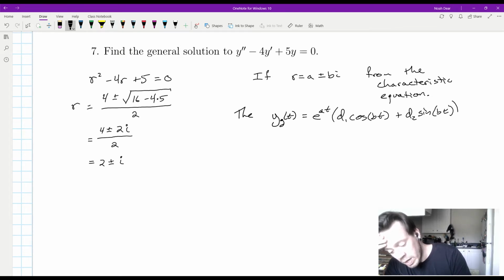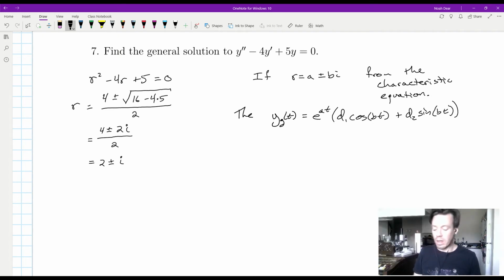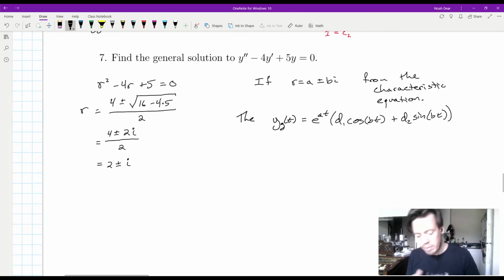So what happens when we have complex solutions here is that complex solutions to the characteristic equation means that our function y of t, the general solution to the differential equation, y sub g of t, is going to be an exponential times a cosine and a sine function. So we get more of wave-looking solutions instead of just exponential solutions when this happens.